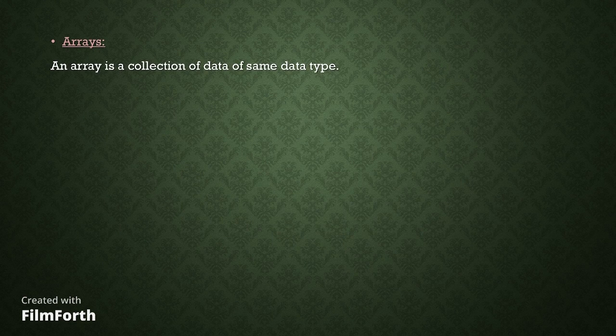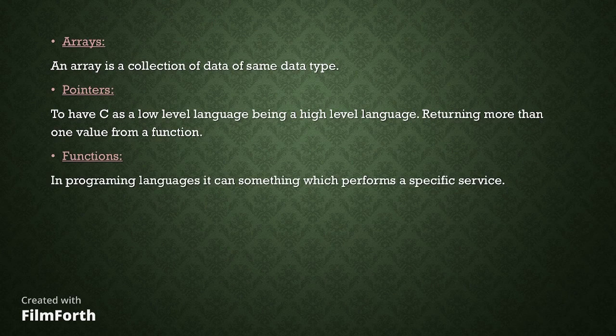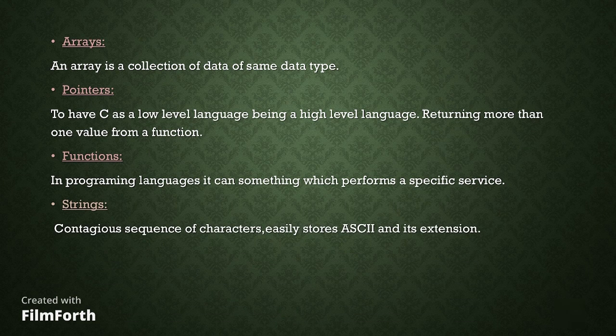Next, we saw about arrays. An array is a collection of data of the same data type. And then pointers. To have C as a low-level language while being a high-level language, pointers are used, for returning more than one value from a function. Then functions. In a programming language, a function is something which performs a specific service. Strings contain a sequence of characters.